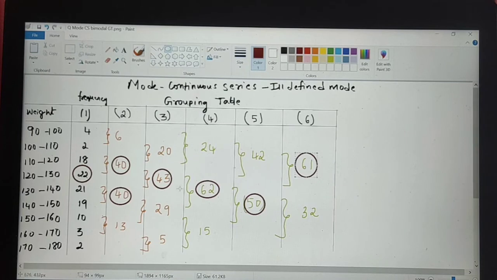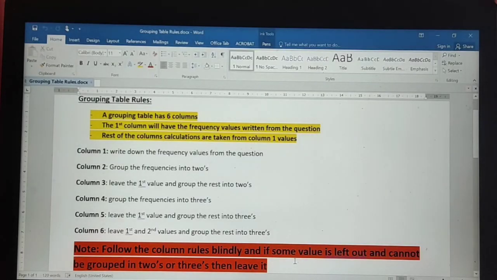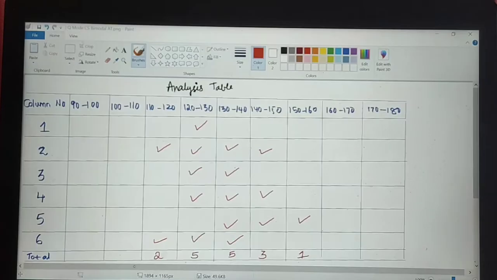Here is my grouping table. I have been given the class interval and frequency, based on which I have created my grouping table. Here is a quick glimpse of the rules related to the grouping table. Now let's look at the analysis table, where I have marked all the highest numbers from the grouping table.